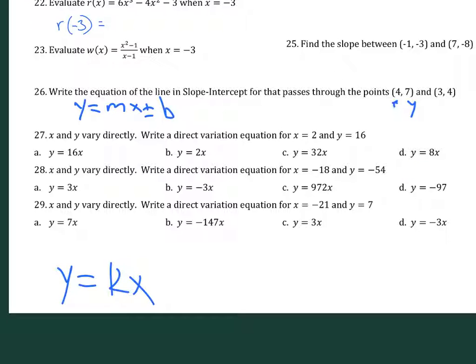And you're doing the exact same thing for 28 and 29. So plug in the x and the y, solve for k, and then rewrite it, y equals whatever you get for k times x. That's all you got to do. And now let's move on to page 3.